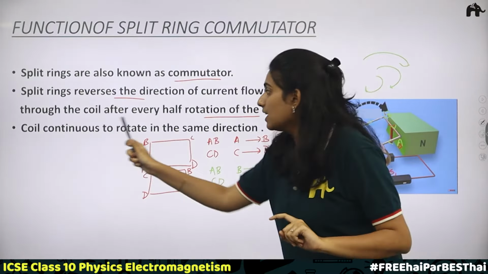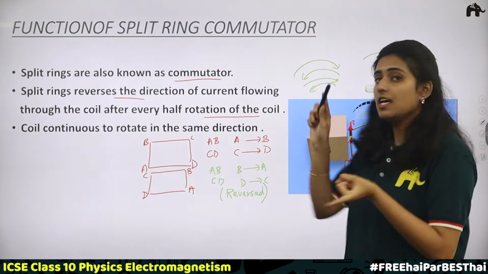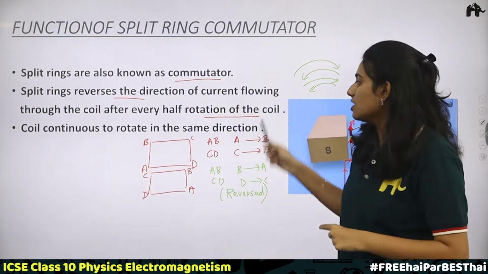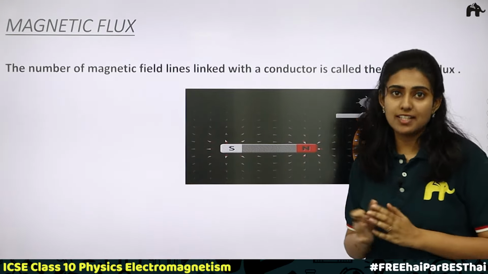The coil continues to rotate in the same direction, the same clockwise direction. In this case, continuous rotation in the same clockwise direction is happening to the armature coil. Clear? We'll be discussing electromagnetic induction. Before that, we need to understand what magnetic flux is.